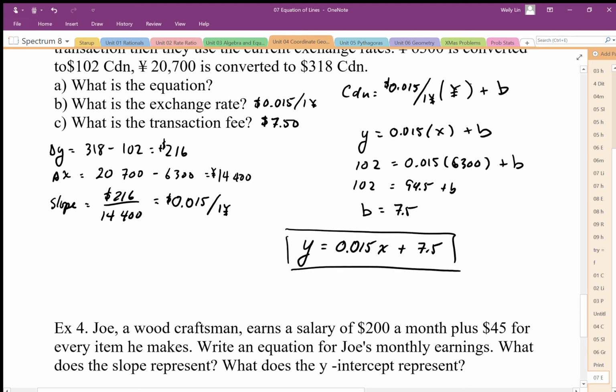Okay, so there's my exchange equation. And the slope represents the proportion or the rate, which is the exchange rate, and the 7.5 represents a constant term. In this case, this is the starting value or the initial fee that you have to pay to do exchange.